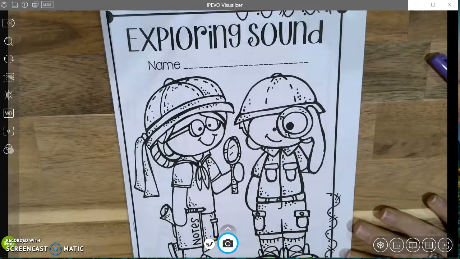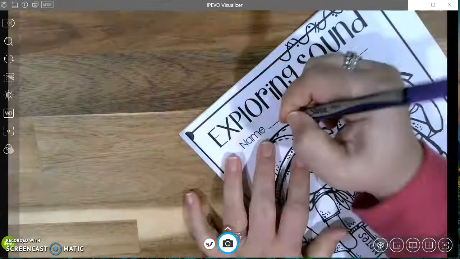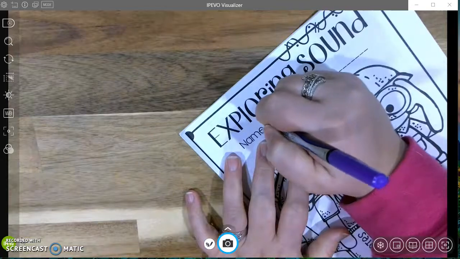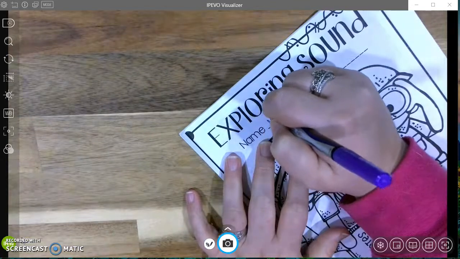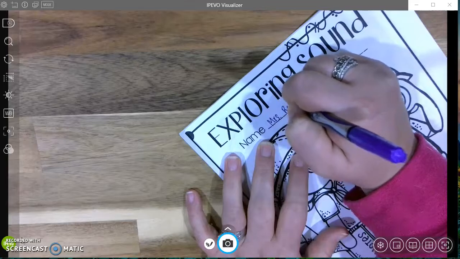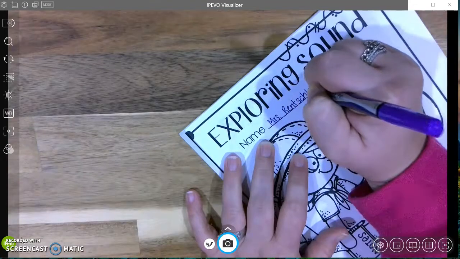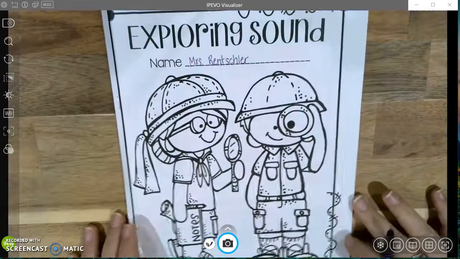So this is our sound science book. You're going to want to bring this with you each day that you have science, because we're going to be looking at it. I would like you to write your name on the front of it. And then, along with working through this workbook, we are also going to be doing some science experiments together.